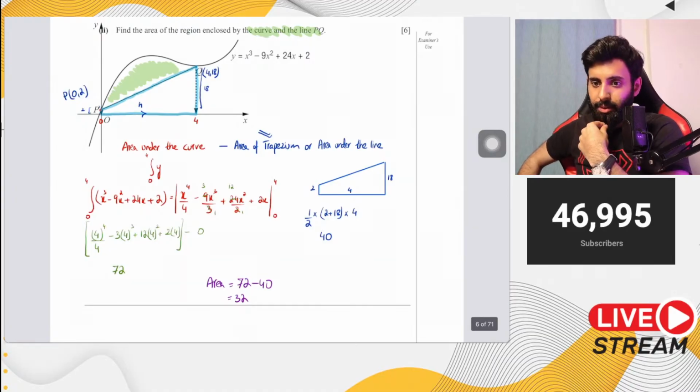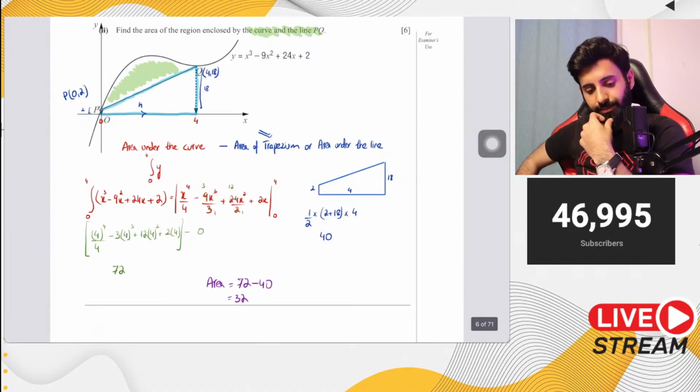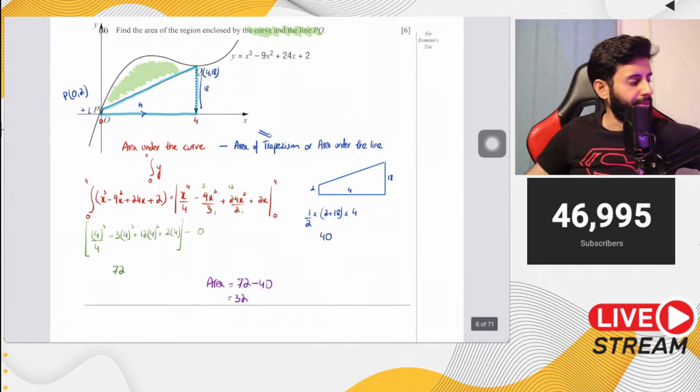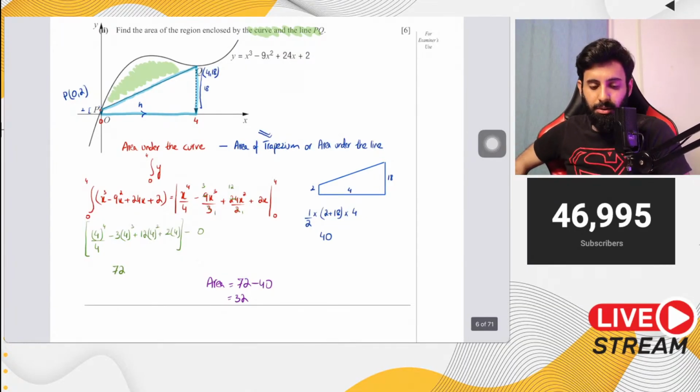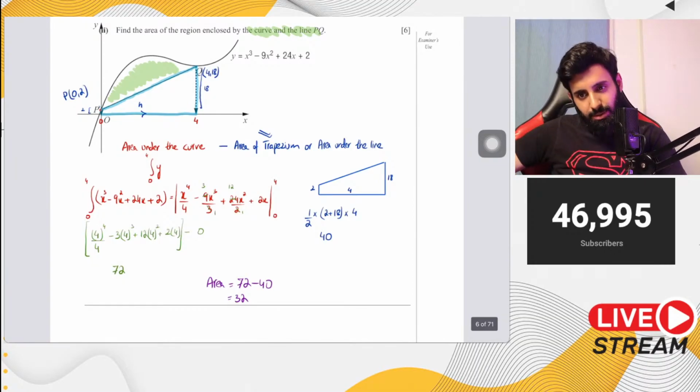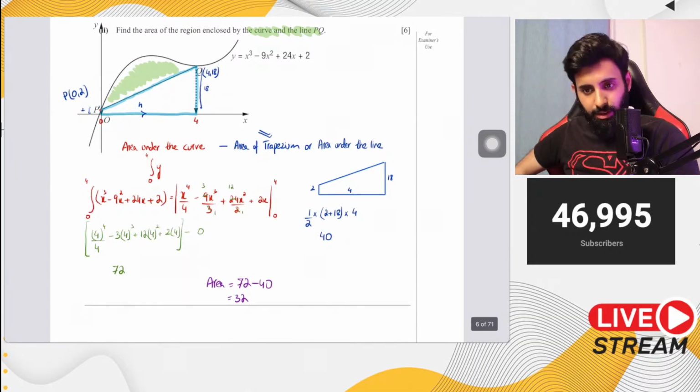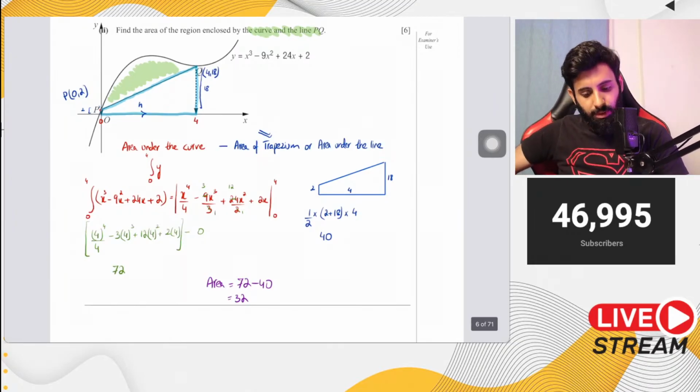Okay, you can find the area under the line if you want, but like I said, for that you will first have to find the equation of the line using the points P and Q. But a better way would be to find the area of the trapezium and subtract that from the area under the curve. Okay, all good?